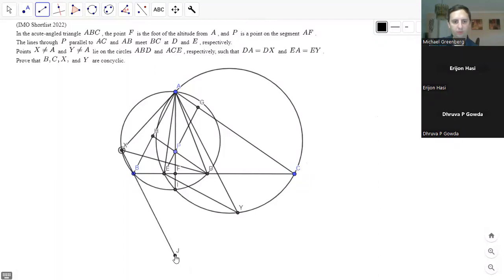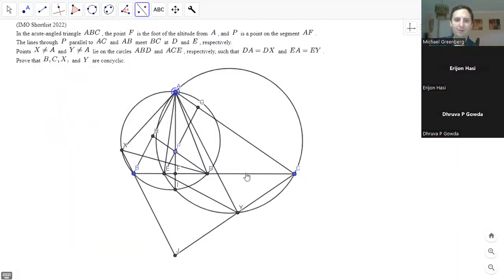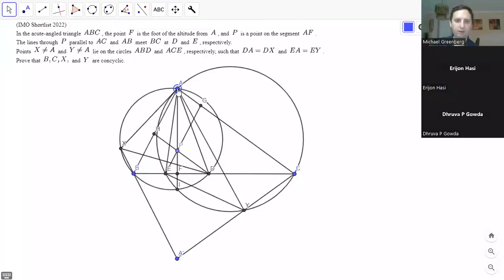So we could try to show J lies on the radical axis. It looks like the reflection of A. Maybe I'm wrong, but yeah, it looks like these are both the reflection of A, and I think it sees it by angle chase. Wow. So this is not a very hard problem. So you just angle chase to show that J is the reflection.